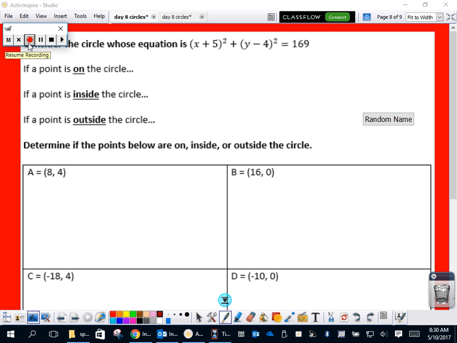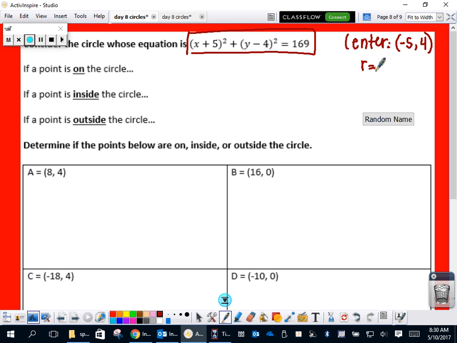All right, make sure you're on this part, the new stuff. So, sometimes they're going to give you an equation. So here is my equation. For kicks and giggles, what's my center? -5, 4. Because remember, you want x plus 5 to get to 0. What's my radius? Remember that's r squared. So r squared equals 169. So r is the square root, which is nice and perfect, 13.